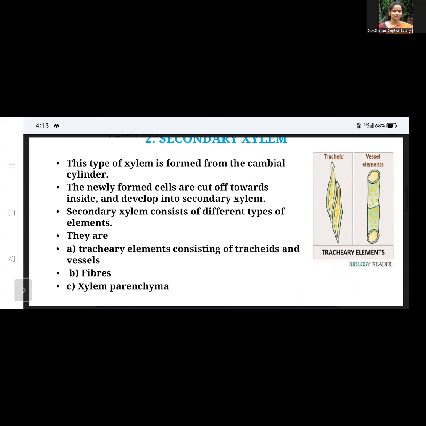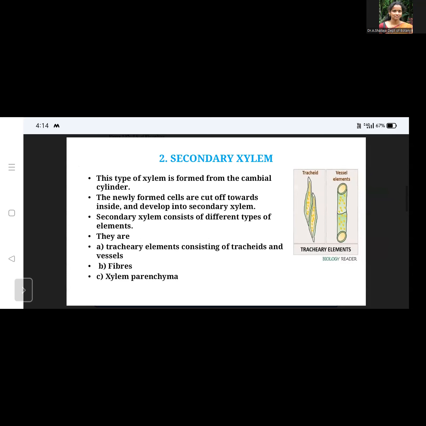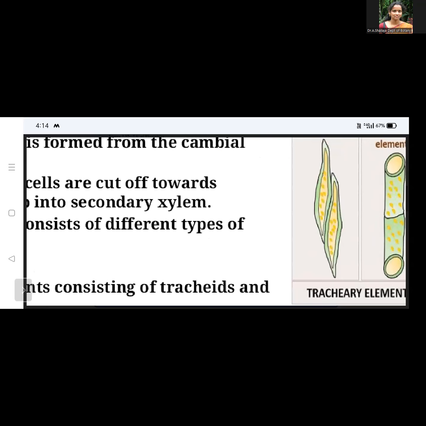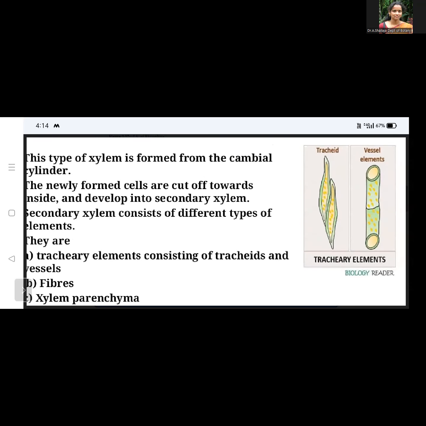It consists of different types of elements: tracheary elements, which consist of tracheids and vessels, and fibers and xylem parenchyma. So we observe that tracheary elements consist of two types, the tracheids and vessels, along with fibers and xylem parenchyma. In this picture, these are a tracheid and a vessel.